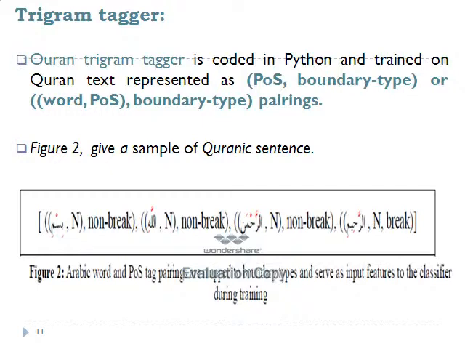This is the noun, boundary type non-breaks. Allah, noun, boundary type non-breaks. Ar-Rahim, noun, boundary type non-breaks also. Ar-Rahim, noun, breaks.